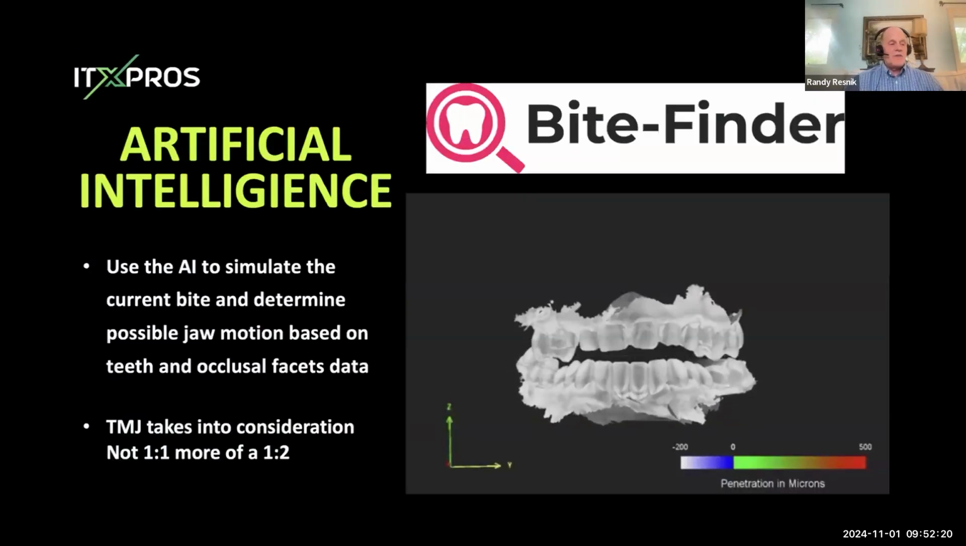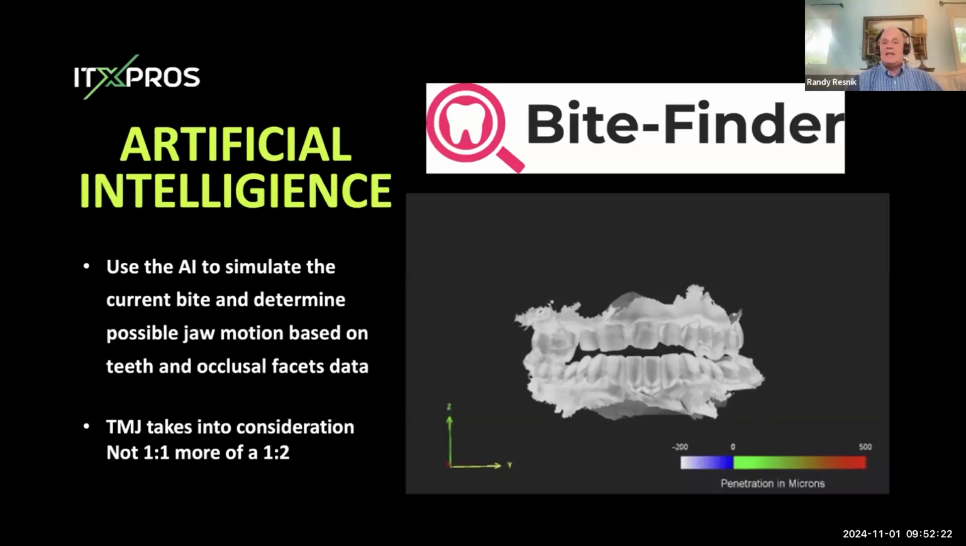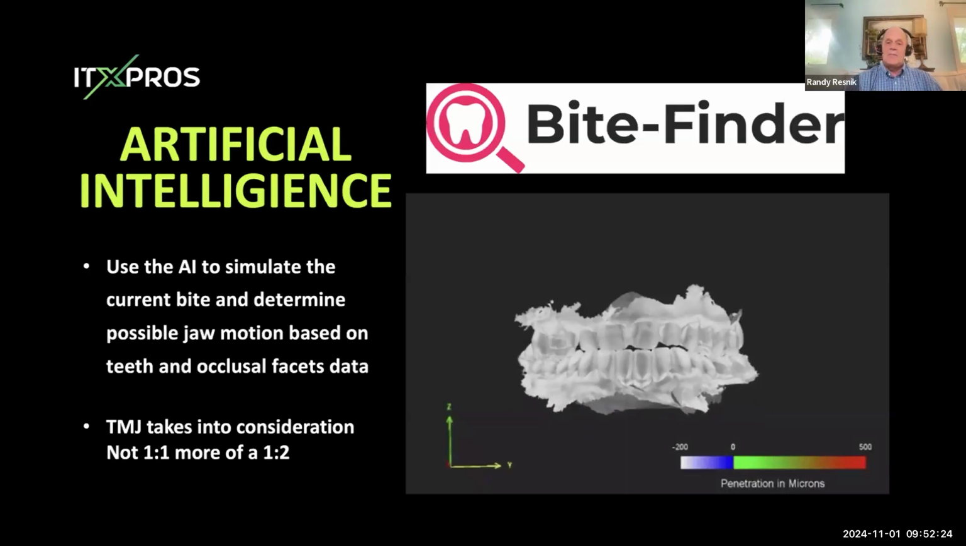Now, in the future, there is some really new, neat technology. One is this bite finder. This is artificial intelligence. So the artificial intelligence actually can take the upper and the lower jaw, and they take the TMJ and the arc of opening and closure in consideration, and they make it more of a 1-to-2. So it simulates the bite, it evaluates wear facets. It's really interesting. I think that's probably the future.